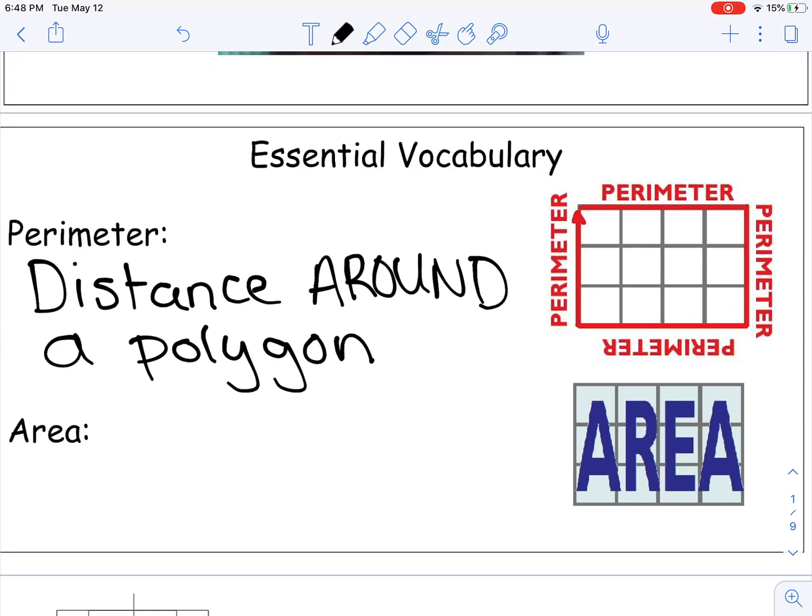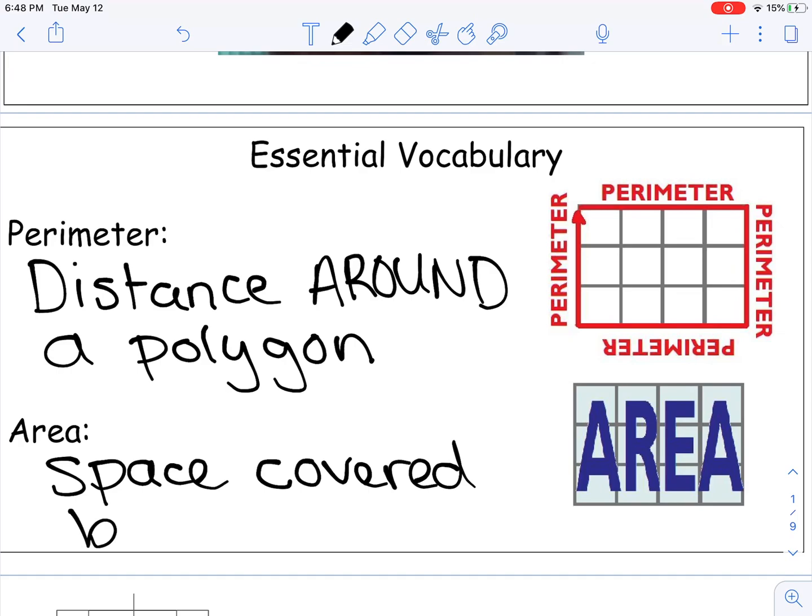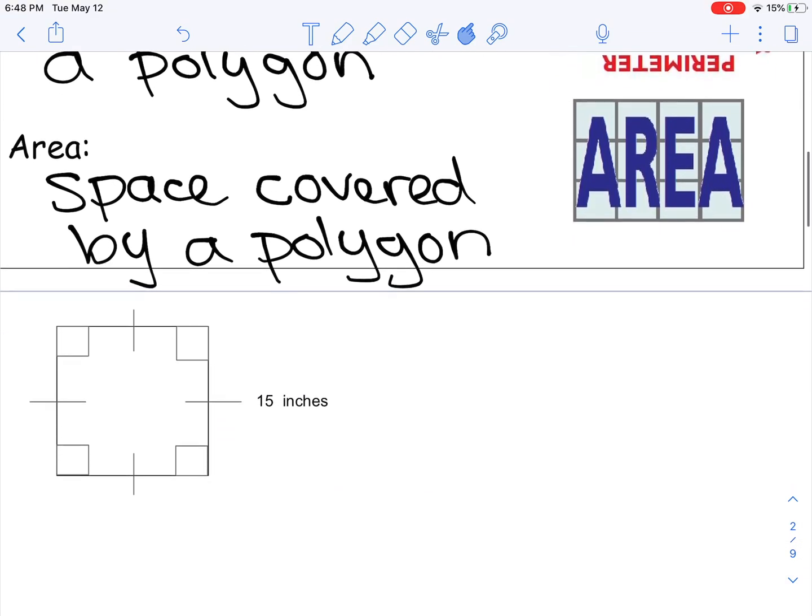It can be any polygon. It can be a square, rectangle, triangle, trapezoid. As fourth graders, we only do squares and rectangles, but next year in fifth grade, you're going to do triangles, trapezoids, complex polygons, all sorts of things. And then area is the space covered by a polygon. Again, in fourth grade, we're doing squares and rectangles, but next year, guys, we're going to increase that with triangles, trapezoids, parallelograms, all sorts of fun polygons.